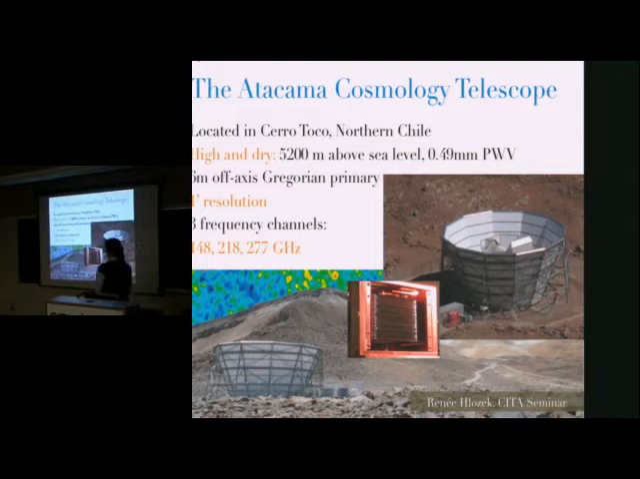Now this is because ACT is designed as an SZ experiment. I'll go into the Sunyaev-Zel'dovich effect in more detail in a couple of moments, but the key idea is that it operates at these 3 frequencies to probe both the null of the SZ effect, where you expect essentially no effect from clusters, and then to the left and the right of that.